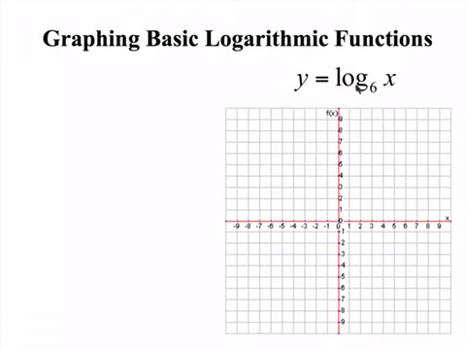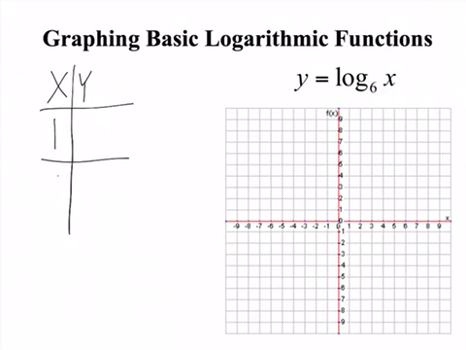In order to graph this, I have to think of two good values to plug in. And in order to do that, I'm going to choose 1 and the base. Those are the best two, 1 and the base. So here we go. Make a table. I'm going to plug in 1, and my base is 6.